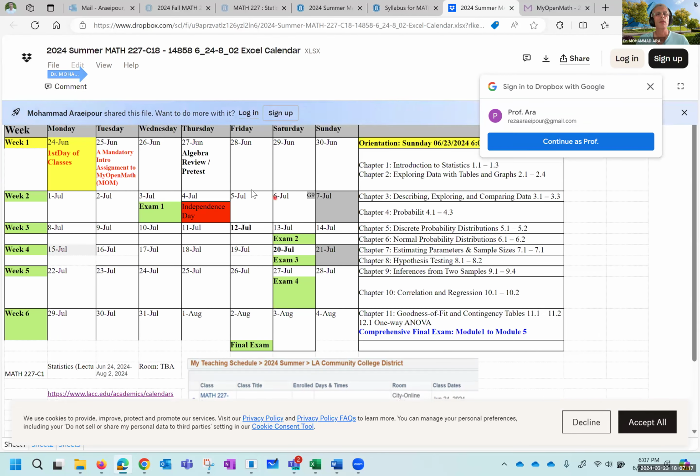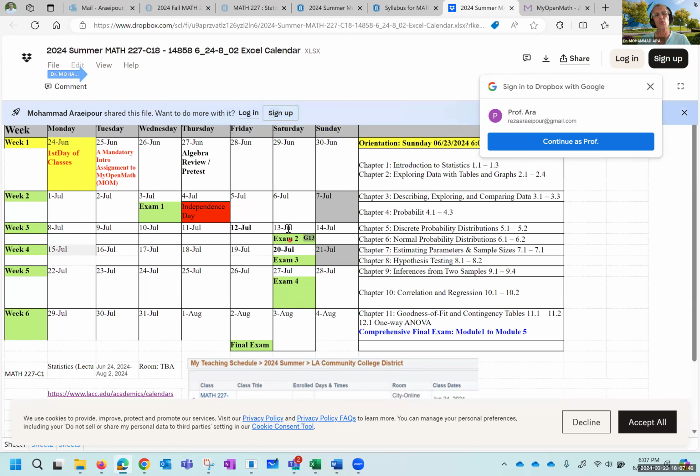As you can see, we have an assignment which is due today, Introduction to My Open Math. And then we have algebra review. The purpose of the algebra review is to make sure you're comfortable with algebra so you can see if there is a special topic that you need to concentrate on to do better. You can review it on your own so you can do well in this course.